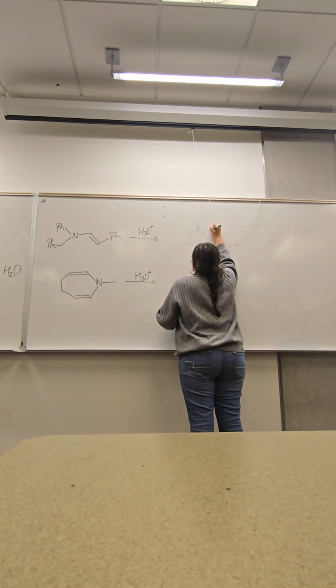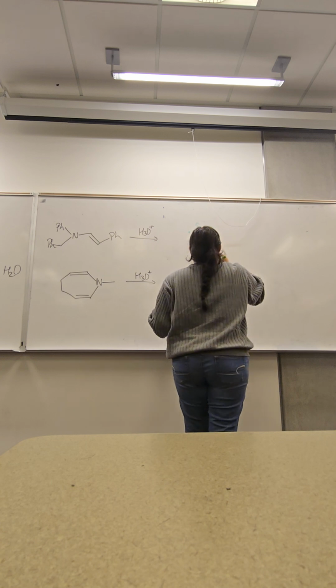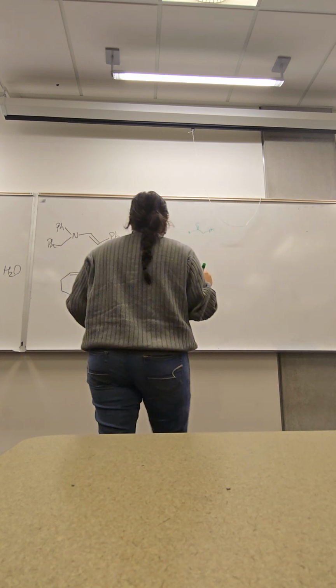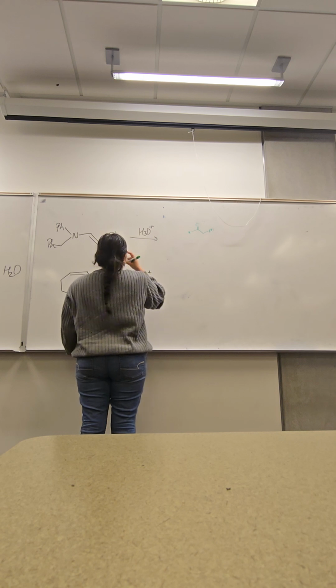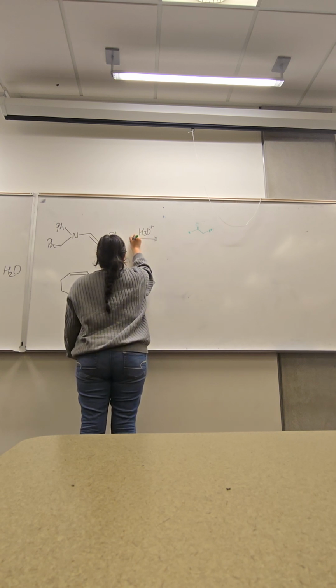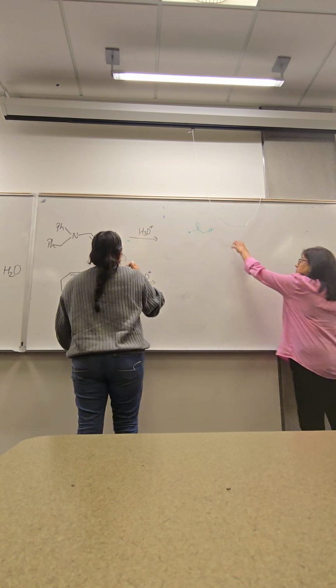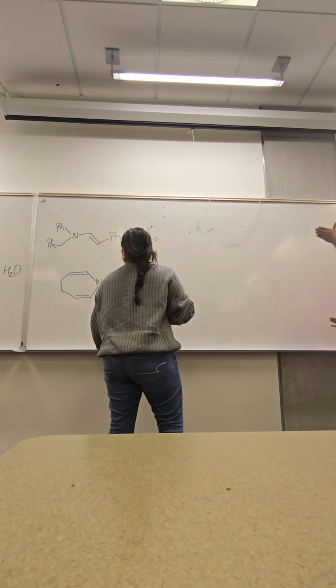Where is your carbanion carbon? Where's your alpha? Yeah, exactly. And then what's the amine? How do I draw that? No, it's a product, so don't show it in the arrow. Yeah, plus that, because the reaction goes this way.